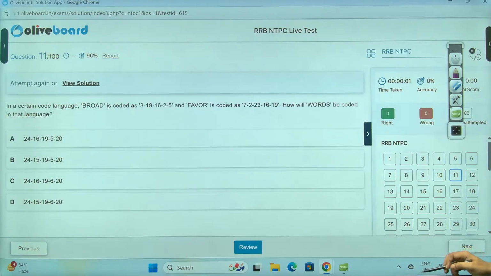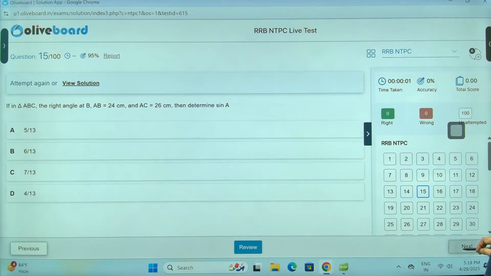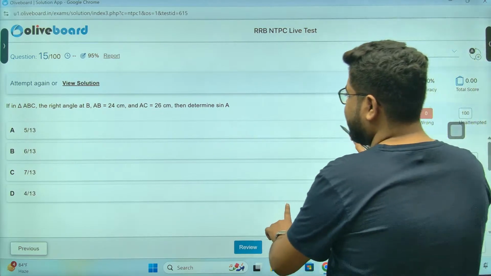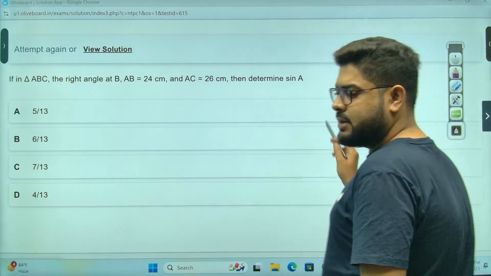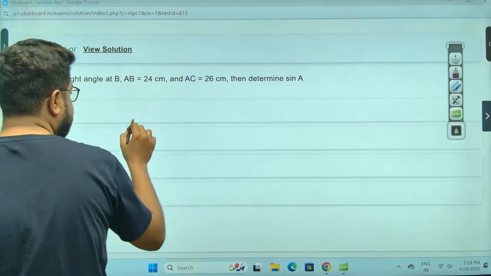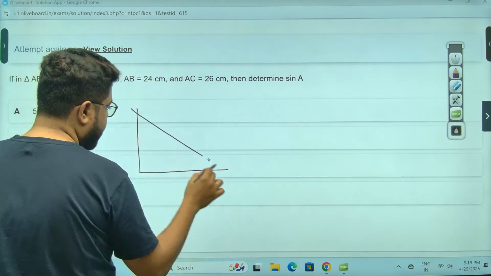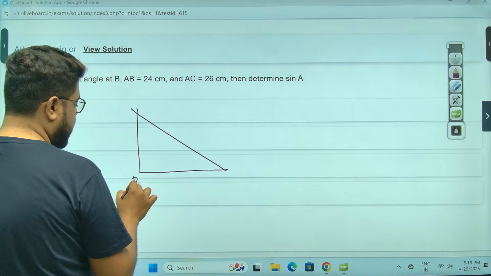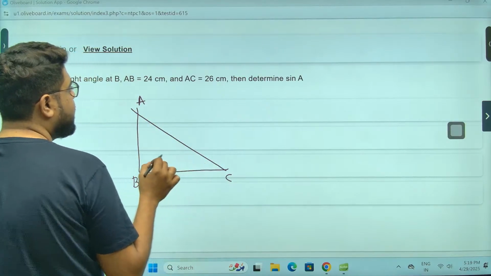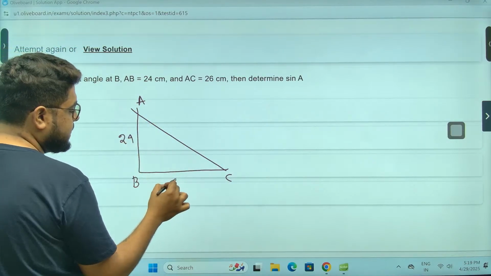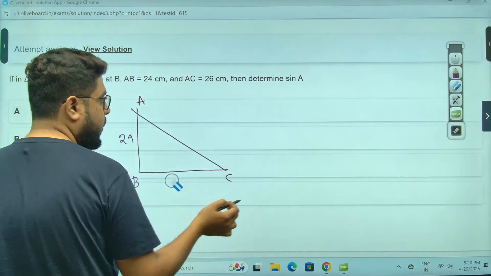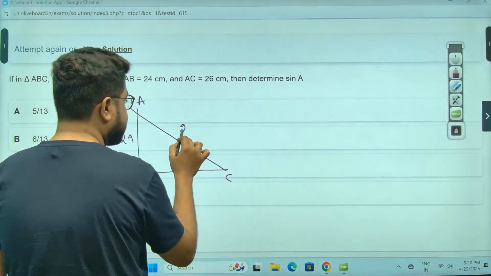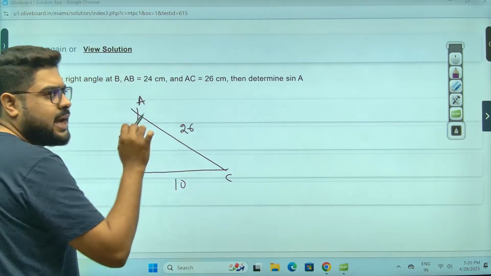Chalo sir, next one. I will not be able to do this in my whole life. ABC, arey, 24, 26, so the other side is 10. You see, a triplet is given. Sir, ABC is a right angle at B. So this is A, this is C. AB is 24, sir. This is 10. Achha, AC has to be 26, right? Hypotenuse. So 26, and this has to be 10, sir. This is a Pythagorean triplet.